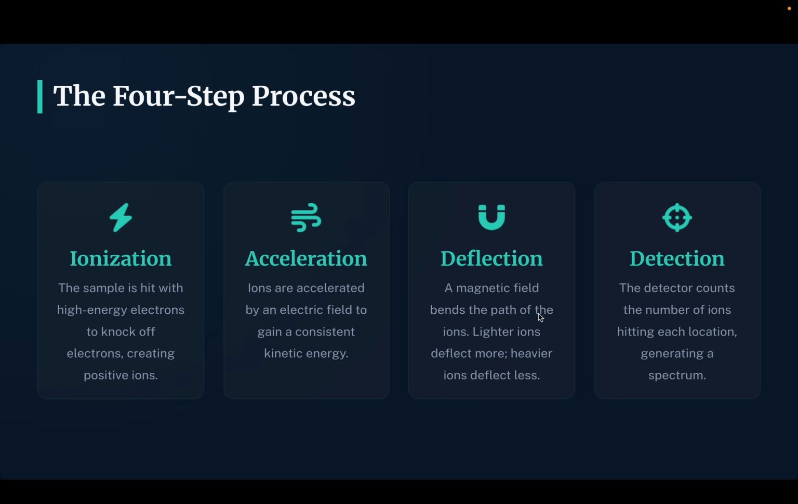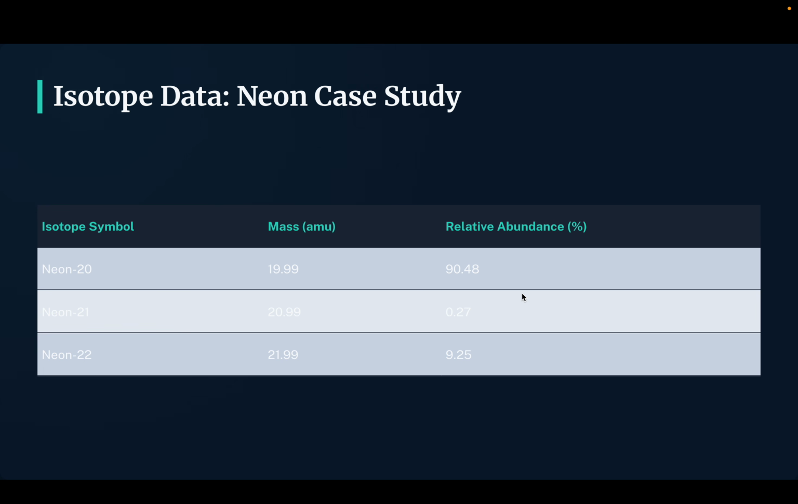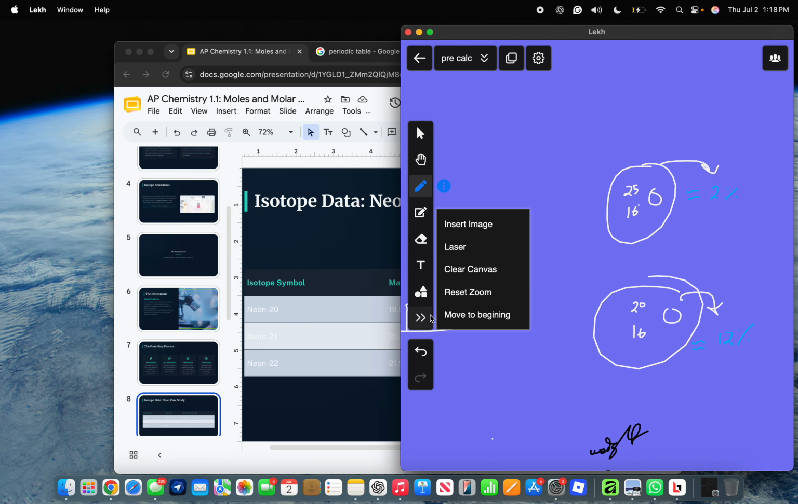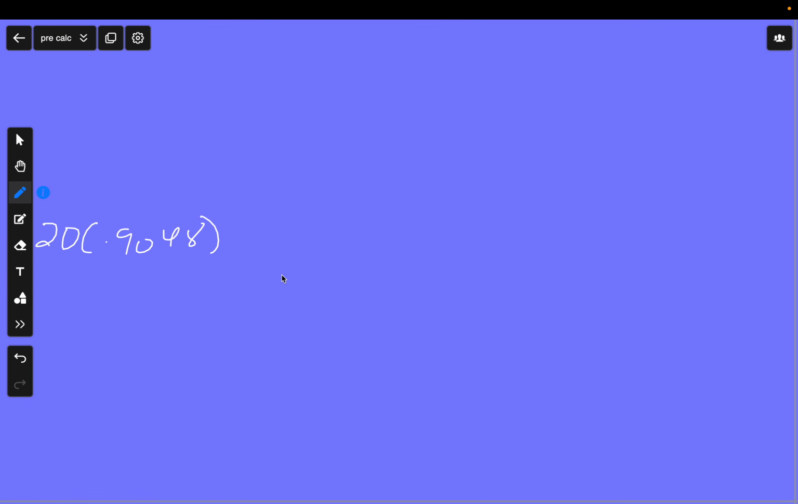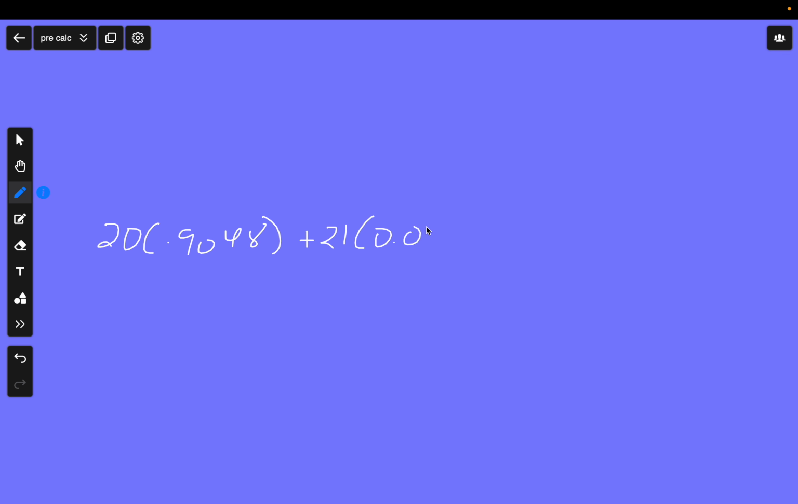Okay, so I'm just going to skim over this. You can watch this if you're really interested in it, but I think the math is more important. So this neon thing right here, we can figure out the weighted average of this neon pretty simply. It says neon 20 is 90.48% in our world. And then neon 21 has a 0.27% chance. Right? Yeah. And then neon 22 had like a 9.25, I believe.